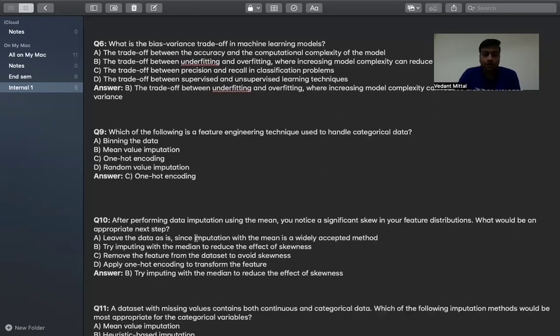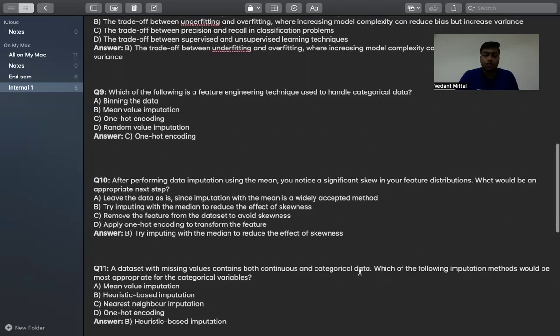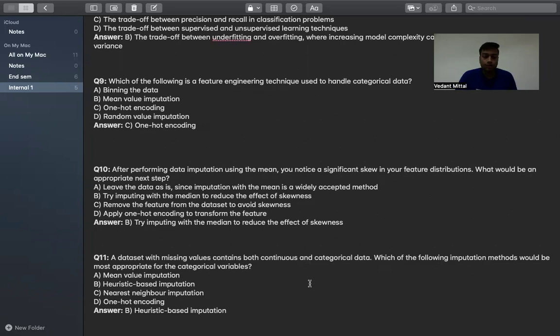Now, question 10 is, after performing data imputation using the mean, you notice a significant skew in your feature distribution. What would be an appropriate next step? Leaving the data as it is, since imputation with the mean is a widely accepted method, try imputing with the median to reduce the effect of skewness, remove the feature from the dataset to avoid skewness, and apply one-hot encoding to transform the feature. So the correct answer is try imputing with the median to reduce the effect of skewness, because the mean can be affected by outliers in the data, which will affect the model performance.